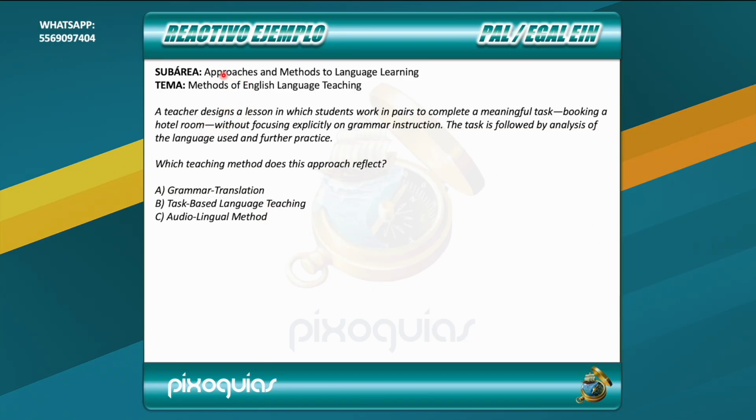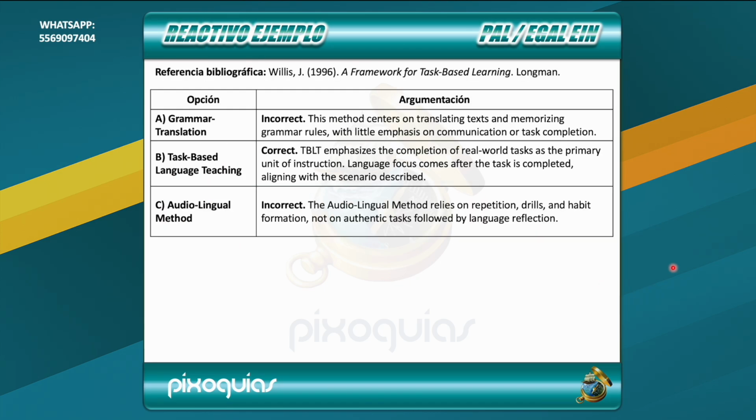This exercise is from the sub-area Approaches and Methods to Language Learning, with the topic Methods of English Language Teaching. A teacher designs a lesson in which students work in pairs to complete a meaningful task, booking a hotel room, without focusing explicitly on grammar instruction. The task is followed by analysis of the language used and further practice. Which teaching method does this approach reflect? A. Grammar translation, B. Task-based language teaching, or C. Audiolingual method? The correct answer is B.